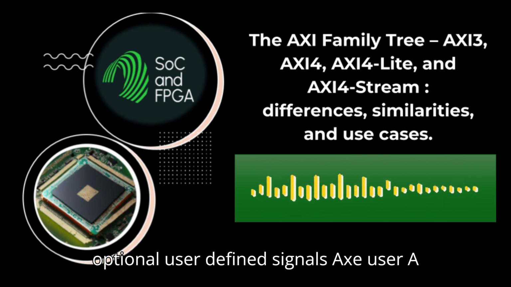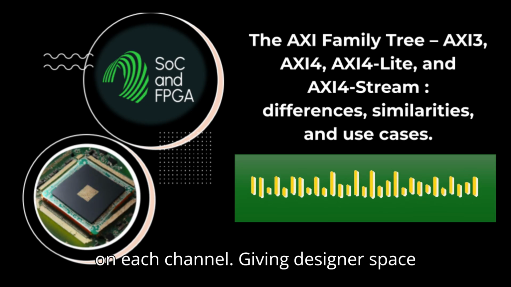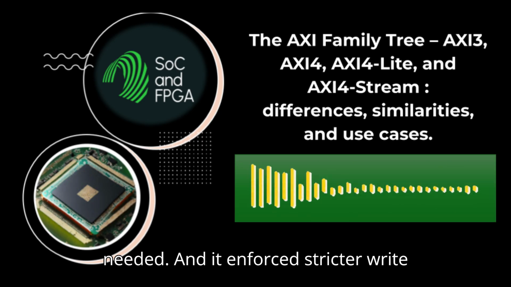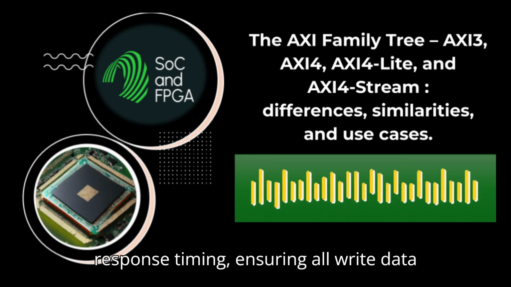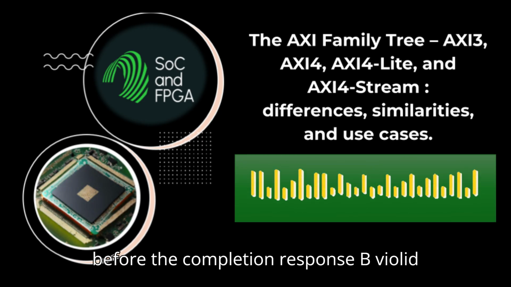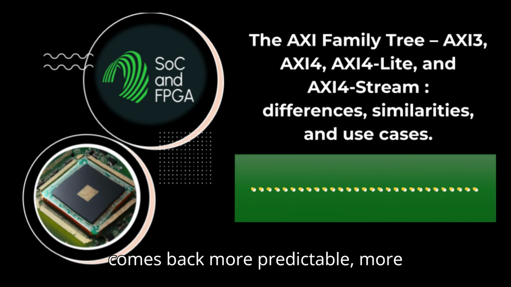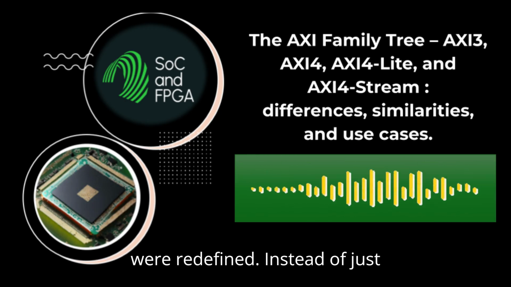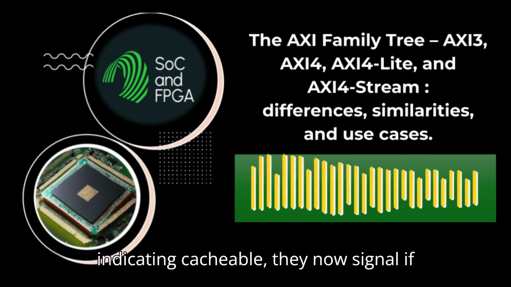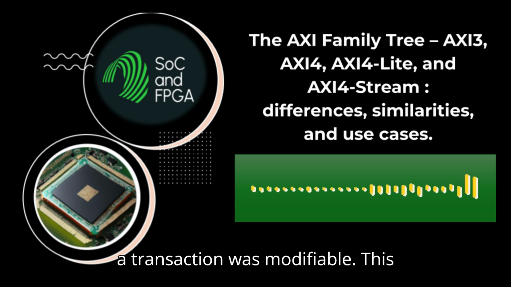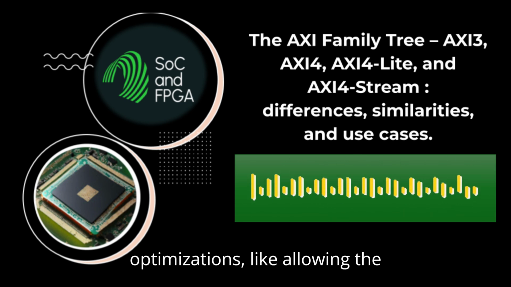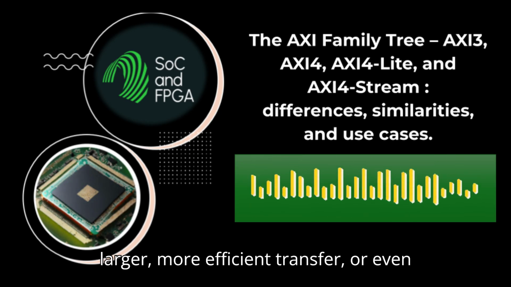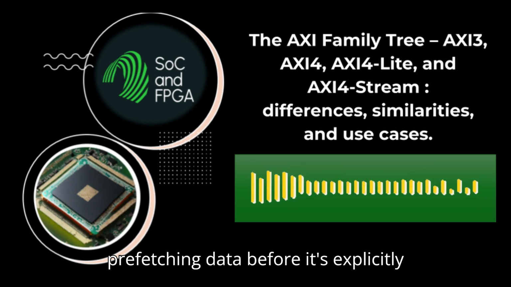AXI4 also introduced optional user-defined signals, AXUSER, on each channel, giving designers space for custom sideband communication if needed. And it enforced stricter write response timing, ensuring all write data and the address are fully transferred before the completion response, BVALID, comes back. More predictable. More predictable. And finally, a subtle but powerful change. The AXCACHE signals were redefined. Instead of just indicating cacheable, they now signaled if a transaction was modifiable. This unlocks powerful system-level optimizations, like allowing the interconnect or memory controller to combine multiple small writes into one larger, more efficient transfer, or even prefetching data before it's explicitly requested.